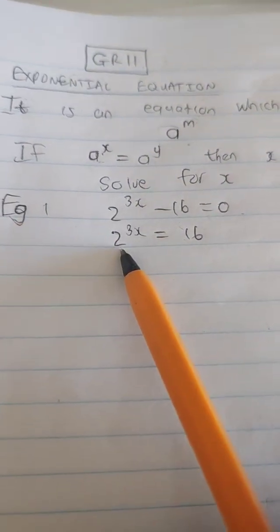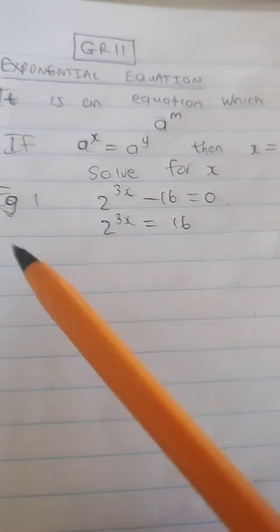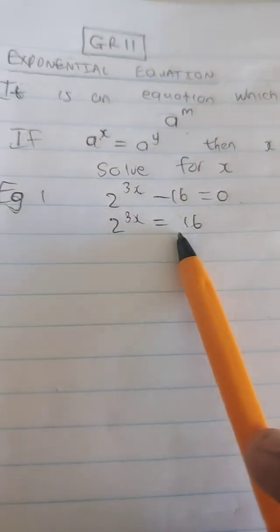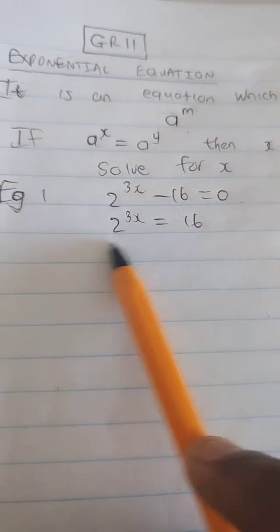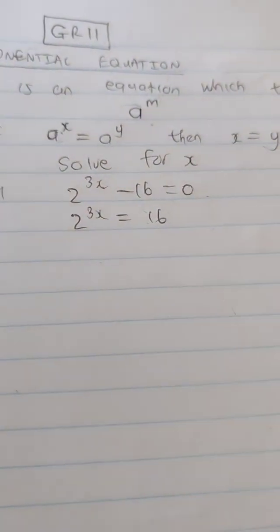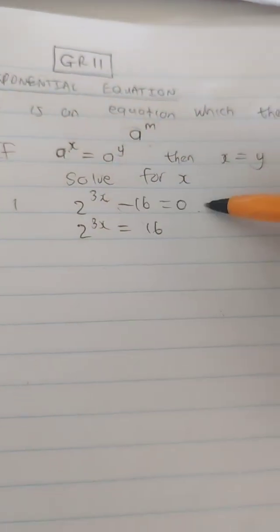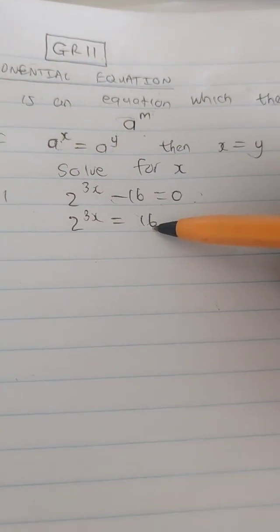Okay, right. Next, 2 to the power 3x is equal to 16. What do we do next? What's the next step? So we've transposed the negative 16 over, it became positive 16. Next step.